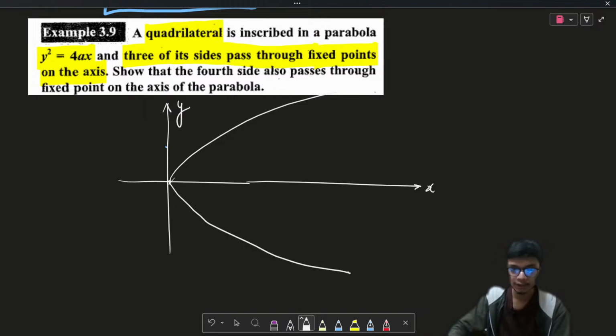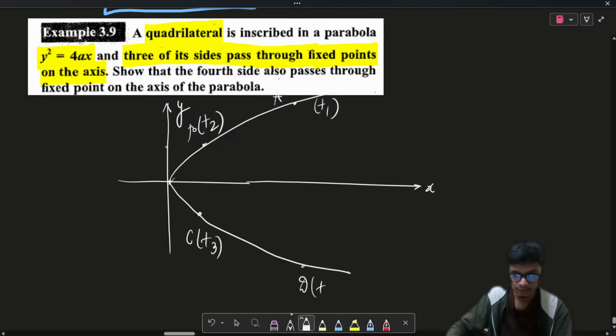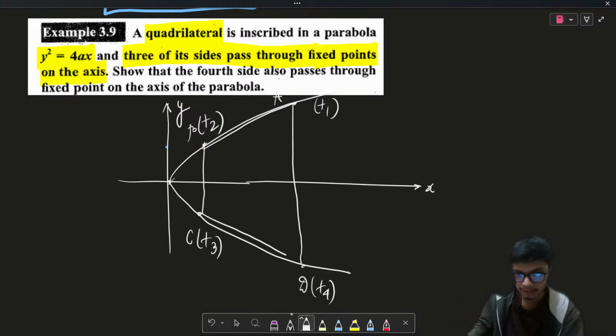What we try to do here is that we have said that the quadrilateral is inscribed inside a parabola. So let us take some 4 points on this parabola, right? Let us say this is point A. Now we have been discussing that all the points can be given in terms of a parameter. Let us call the parameters t1, t2, t3 and t4, right? So these are my 4 points which are inscribed inside the parabola such that this is my quadrilateral. So ABCD is my required quadrilateral, right?